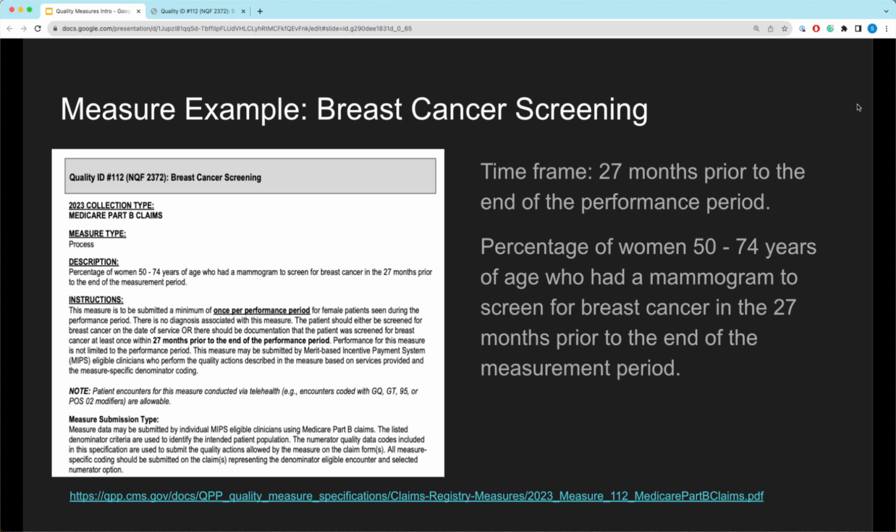So the time frame for this measure is 27 months prior to the end of the performance period. A performance period is usually on a calendar year basis. So for example, if we were looking at 2023, our performance period end would be December 2023, and then we'd go back 27 months from there to find evidence for different criteria that are part of that measure, like exclusions and mammograms and things like that. So this measure is the percentage of women 50 to 74 years of age who had a mammogram to screen for breast cancer in the 27 months prior to the end of the measurement period.